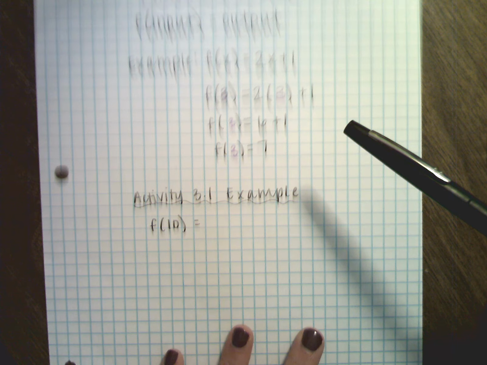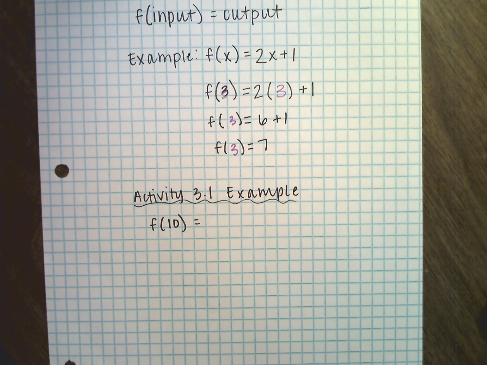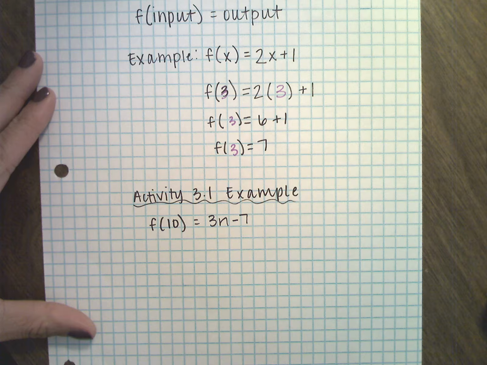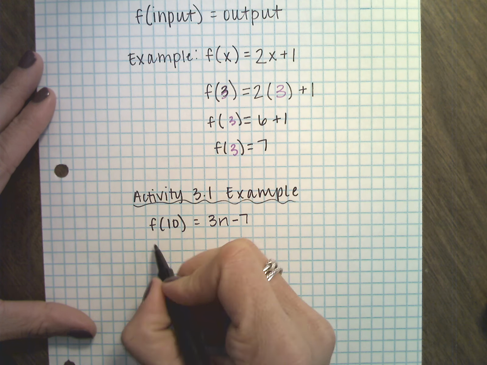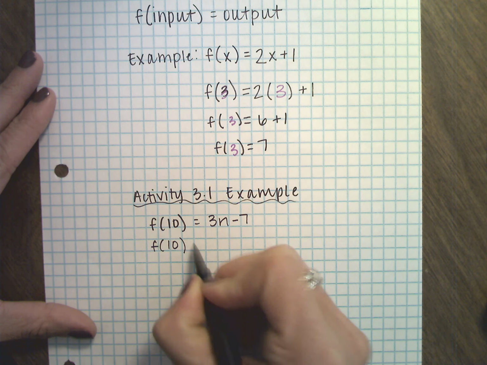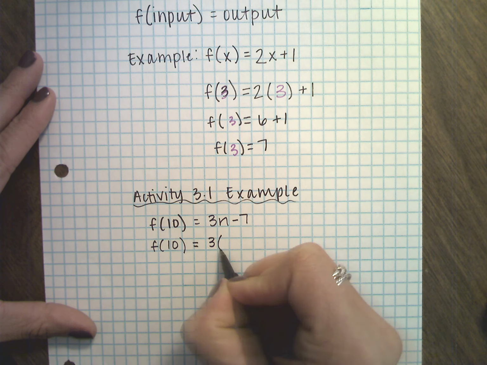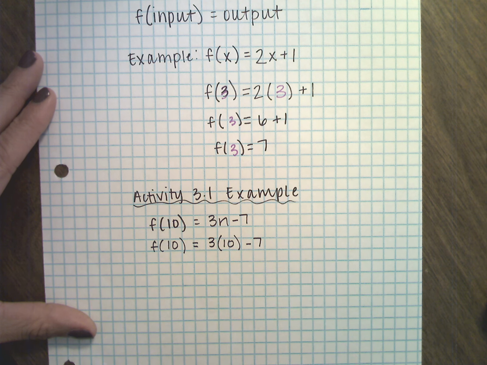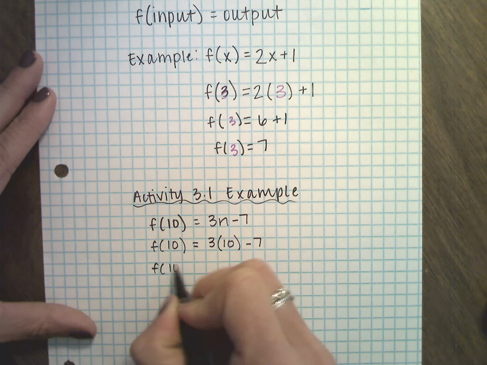If you look right here for activity 3.1 example, so this is what is on your activity packet to start. You are figuring out what is f of 10, and the rule is 3n minus 7. So what you would do is simply rewrite f of 10 equals 3. We are now plugging in 10. We are inputting 10 into here. And then we're just going to solve.